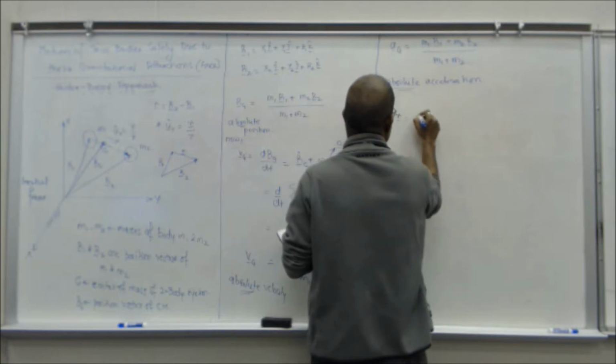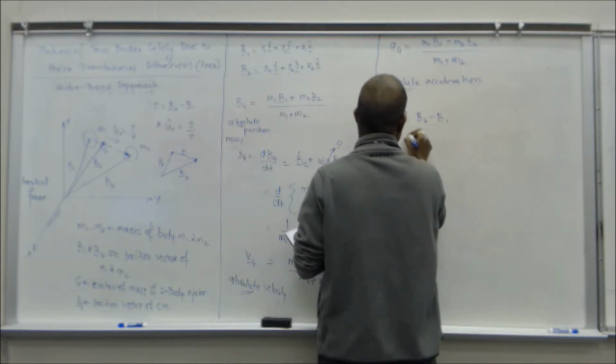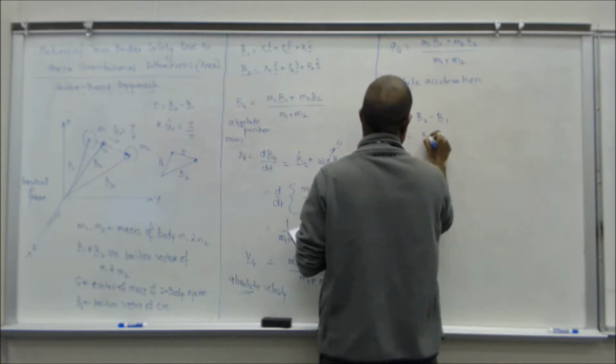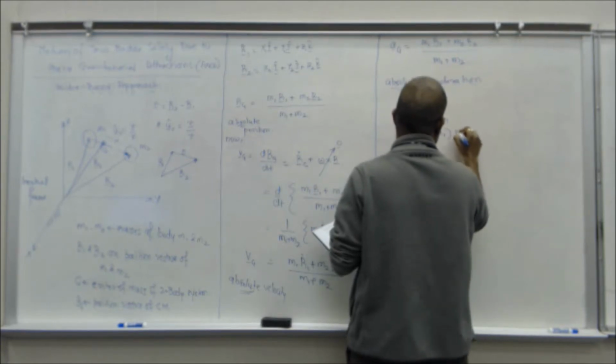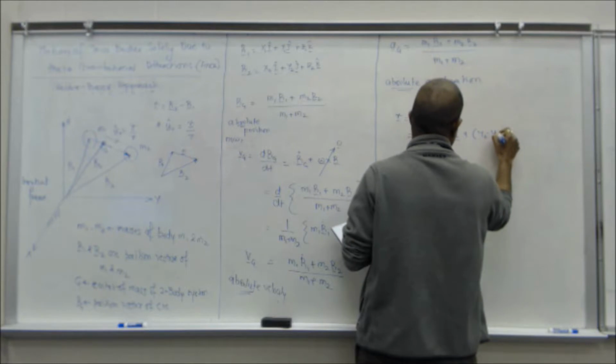You have R is R2 minus R1. You can simply say this is X2 minus X1 i plus Y2 minus Y1.